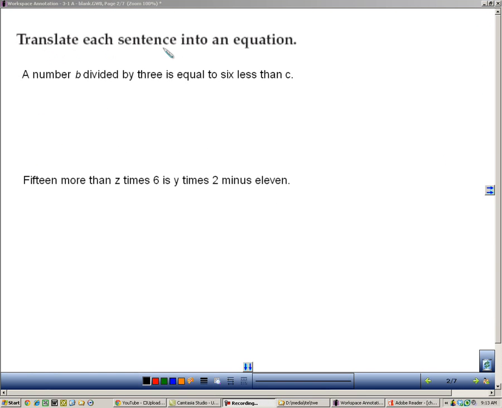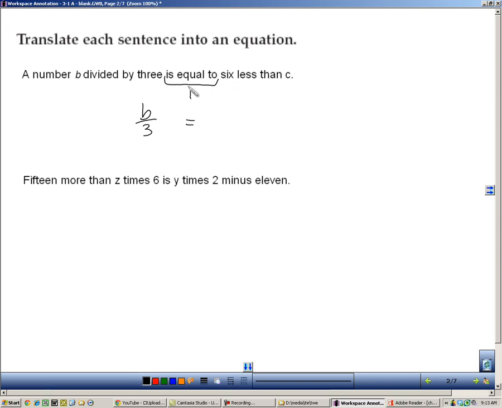Here it says translate each sentence into an equation. So our sentence says a number b divided by 3 is equal to 6 less than c. Well, I want to start here with "is equal to." That means we're going to have an equal sign, and that's going to divide our equation in half, so we'll work on the left and then we'll work on the right. Well, the left side of the equal sign says a number b divided by 3. We could write this as b divided by 3, but typically I like to do division as a fraction. I think it's going to be a little bit easier when we solve.